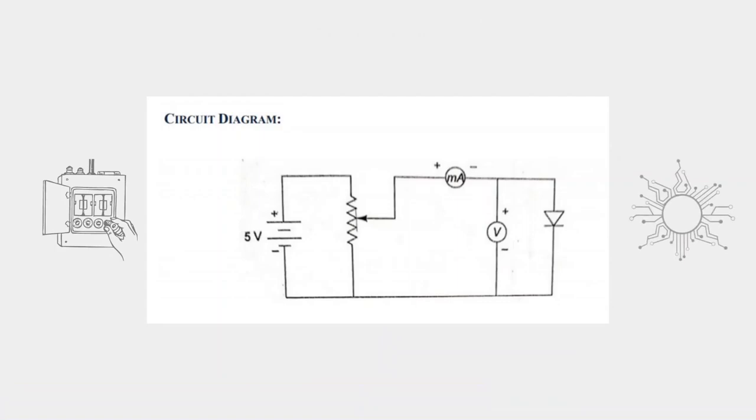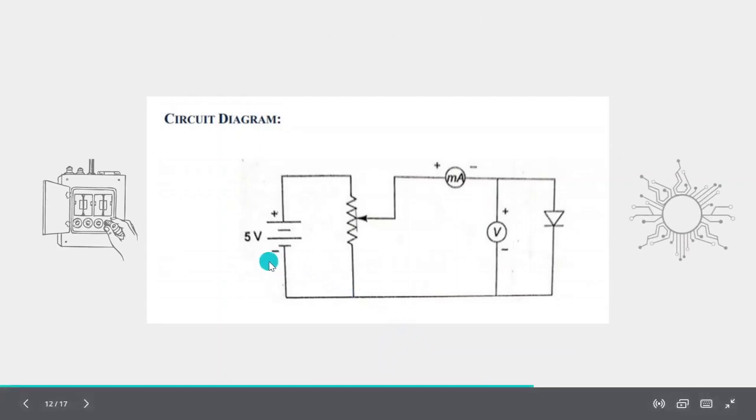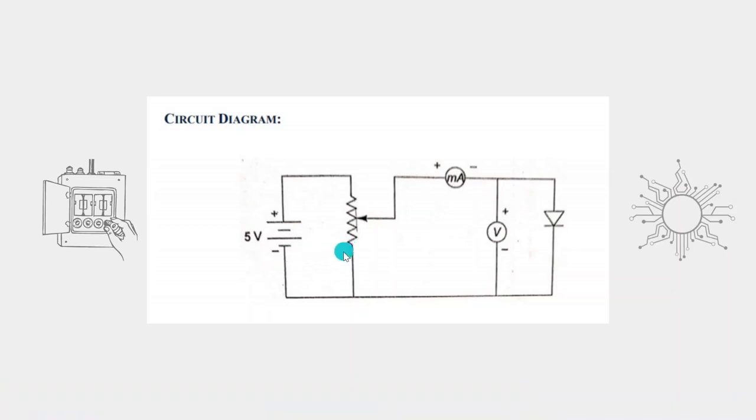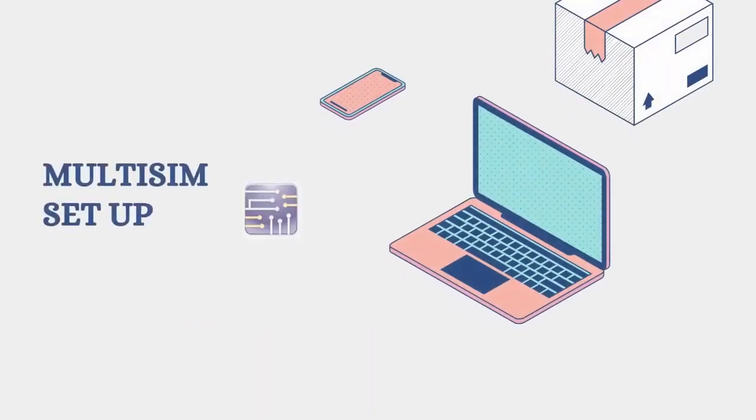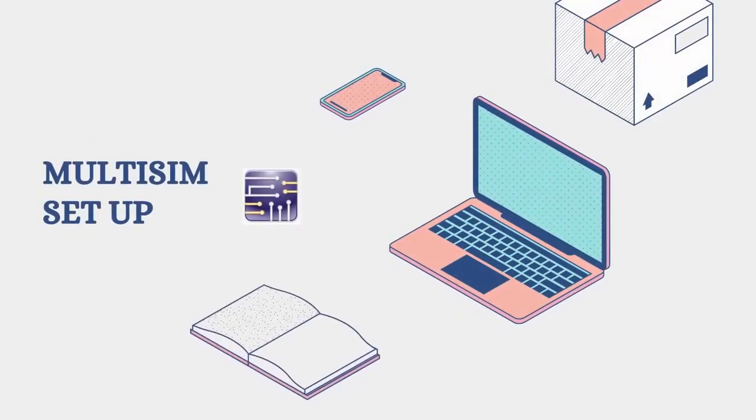So this is the circuit diagram, which has a 5 volt voltage source here. This is the potentiometer. This is the ammeter, which measures the current across the diode in milliamperes. This is the voltmeter, which measures the voltage across the diode in volts. So let's move on to the Multisim setup.